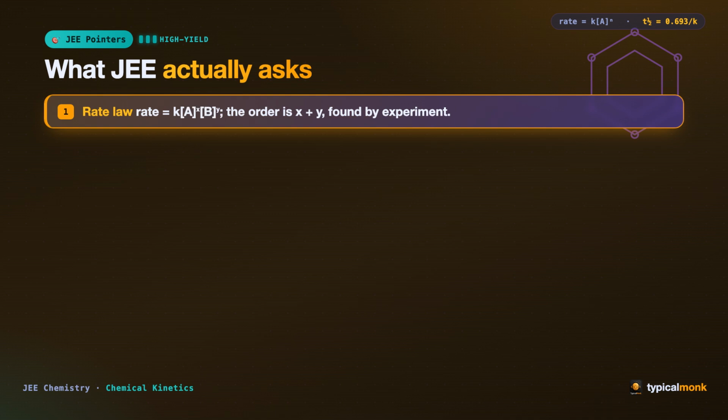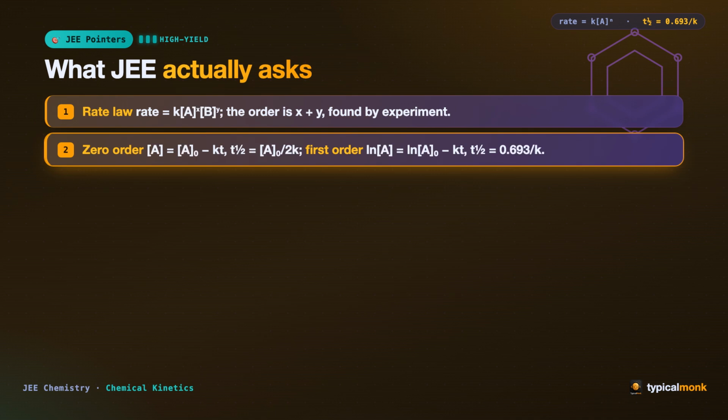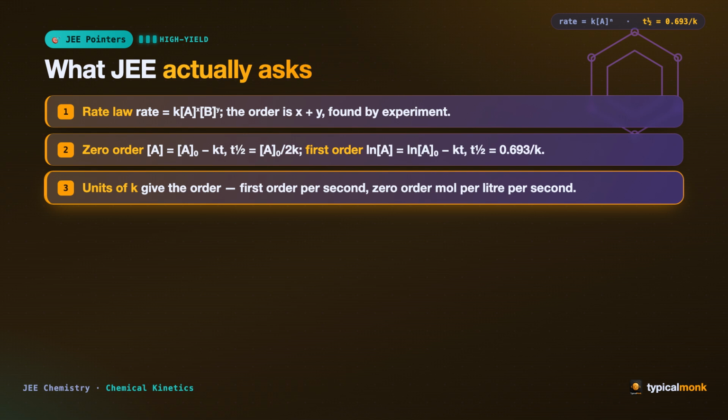The order is x plus y, and it is found by experiment. 2. Zero order: the concentration equals the initial value minus kt, and t half equals the initial concentration over 2k. First order: ln of A equals ln of the initial value minus kt, and t half equals 0.693 over k. 3. The units of k give the order: first order in per second, zero order in mole per liter per second.